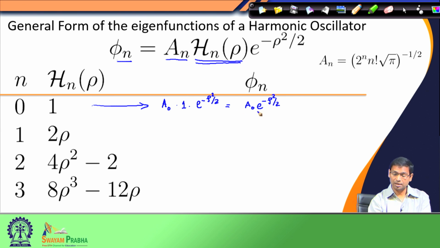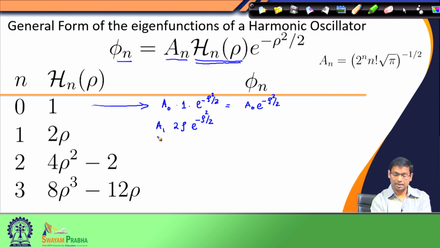Now, when I want to write down phi 1, that means the second eigenfunction of the harmonic oscillator, I will take n equals 1 in this equation. So, when I do that, I have a 1, which is the normalization constant, then the Hermite polynomial of first order, which is 2 rho, and then e to the power minus rho square by 2.